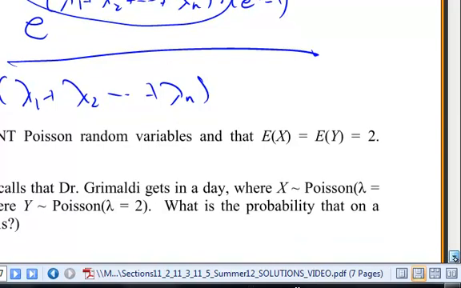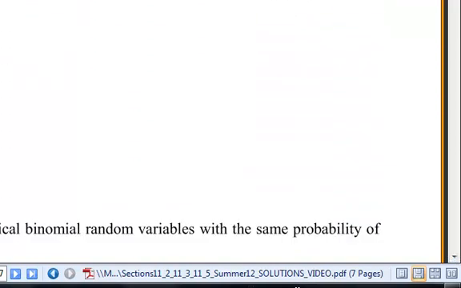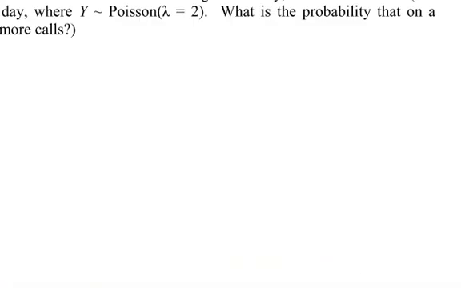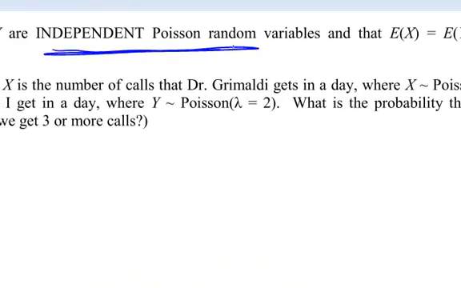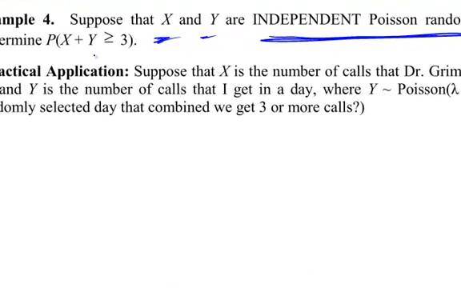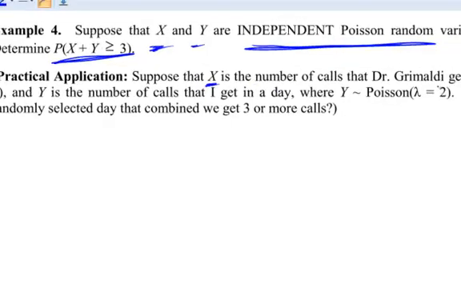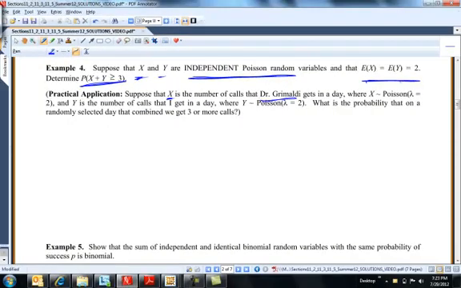And here's an application of what I'm saying, in case you wonder why this would come into play. Suppose X and Y are independent Poissons. They both have a mean of 2. What's the probability the sum of them is bigger than or equal to 3? So here's just an application. Let X be the number of calls Dr. Grimaldi gets in a day. Let's say that number is Poisson 2, and Y is the number of calls I get in a day. Let's say that's Poisson 2.